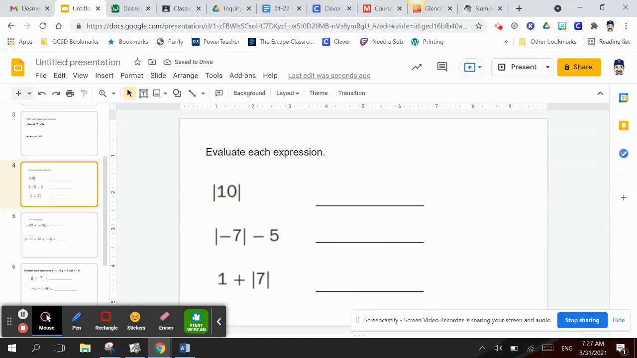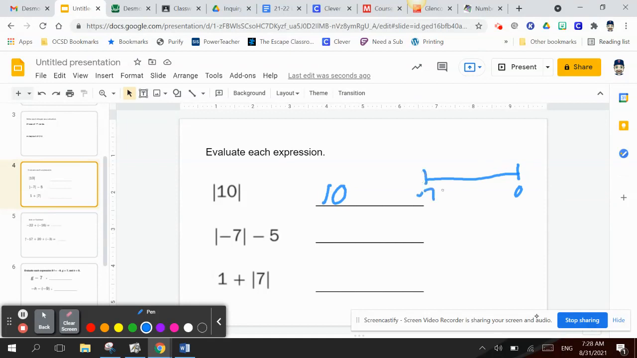We're going to evaluate each expression. The first one is the absolute value of 10. So I think, how far is 10 away from 0? Well, 10 is 10 away from 0, so my answer is 10. The absolute value of -7 minus 5. Well, how far away is -7 from 0? If I had a number line, I could go 0 to -7. That would be 1, 2, 3, 4, 5, 6, 7. So that would be 7. So I have 7 minus 5, which is 2.